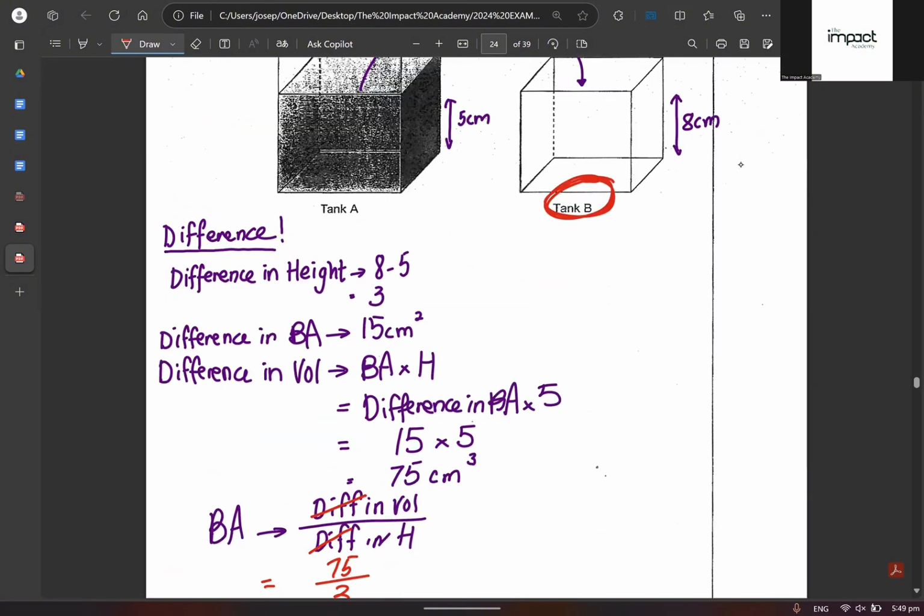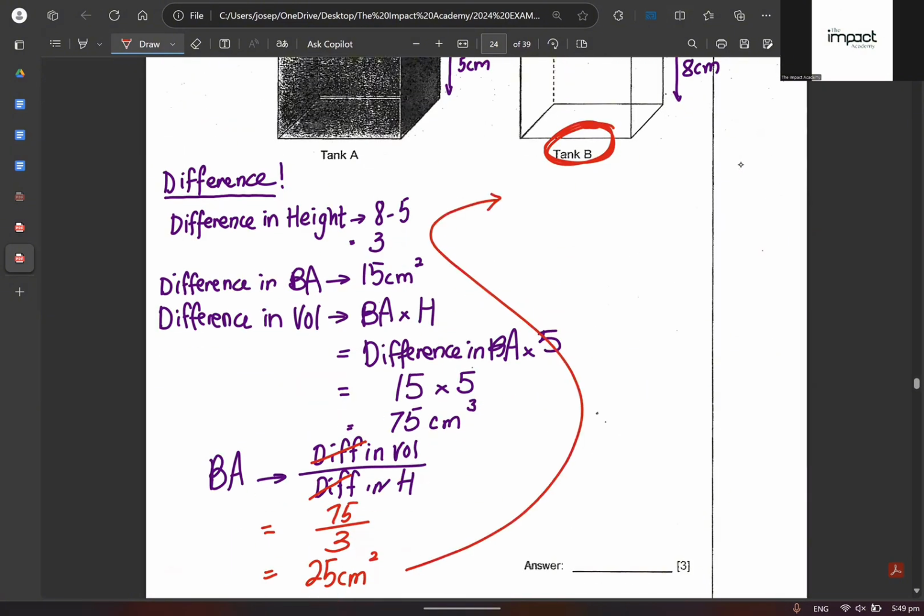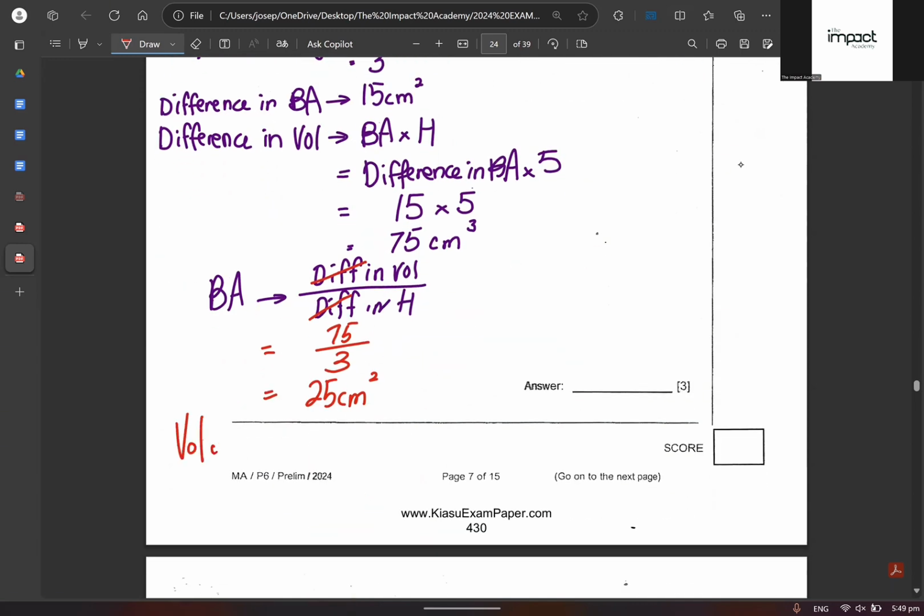Are they asking us for the base area? No, what are they asking us for? Absolutely, the volume of water. They say the volume of water into B, correct? Again, to find volume, we just have to do base area times the height.